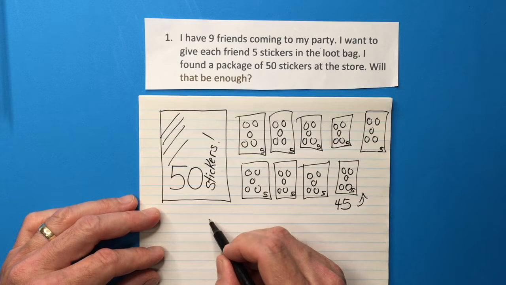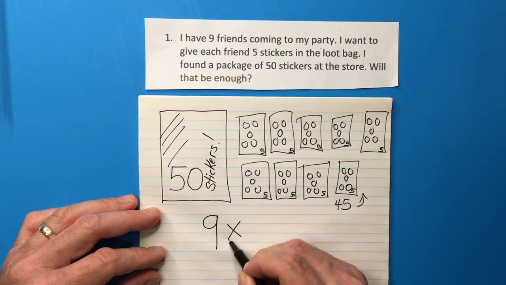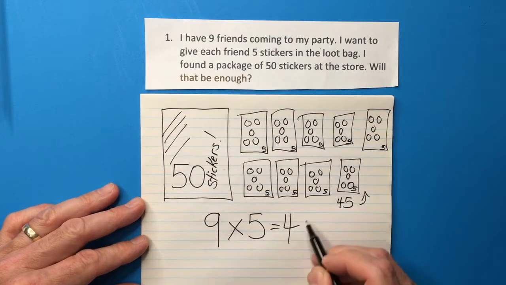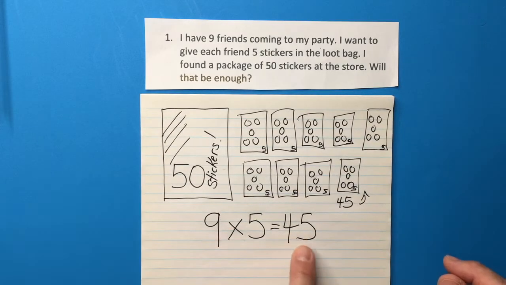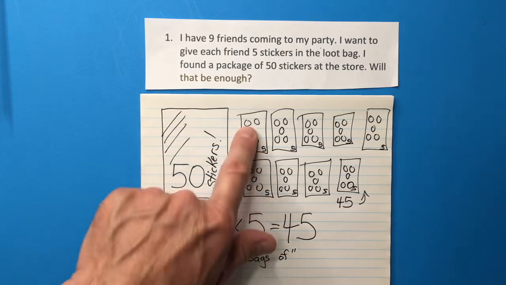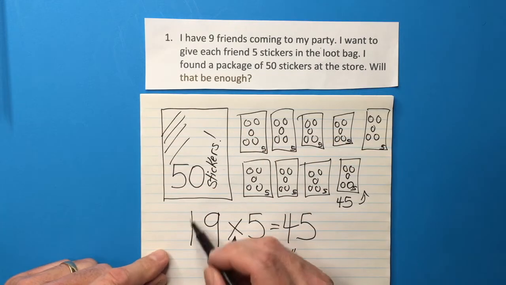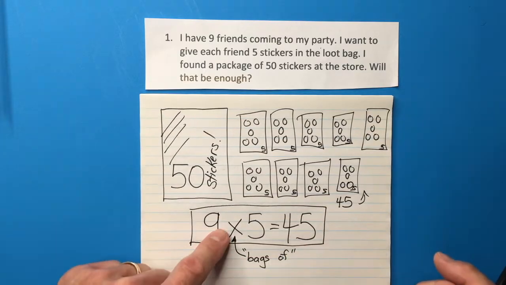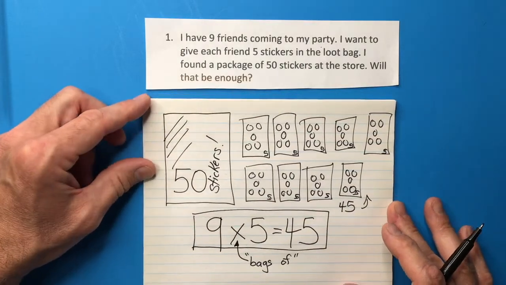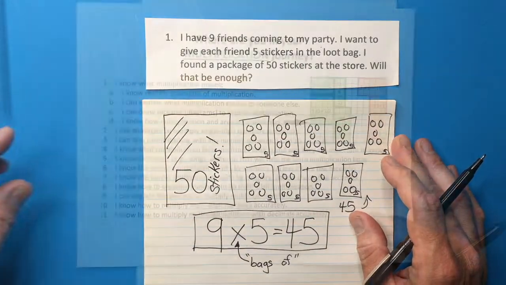So there are 9 loot bags, and each loot bag will have 5 stickers. There are 45 stickers altogether. Remember, I could say groups of, or in this case, bags of. A bag is a group. So 9 bags of 5 is 45. So this is multiplication. I've used a strategy to figure out this real life problem that I had when I was trying to figure out stickers and loot bags.